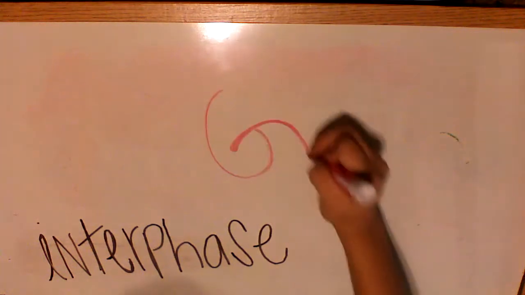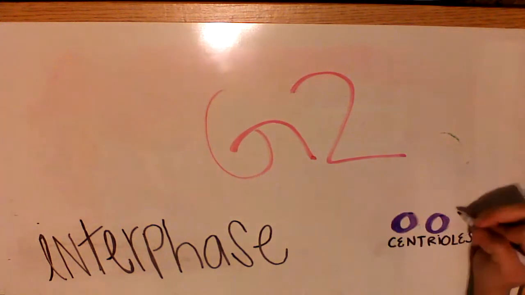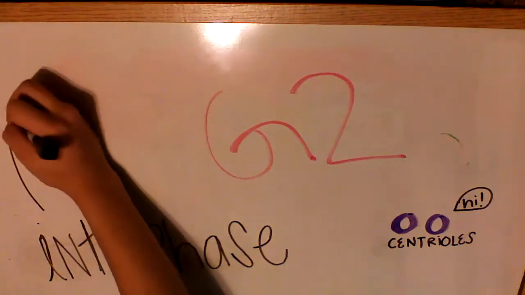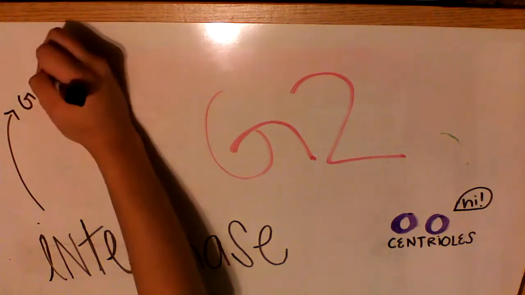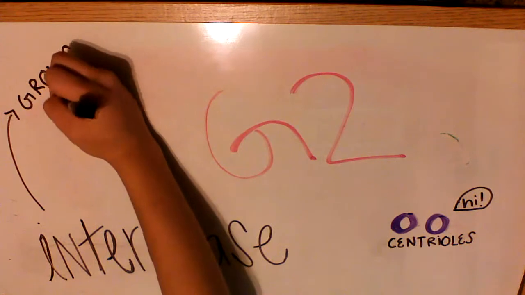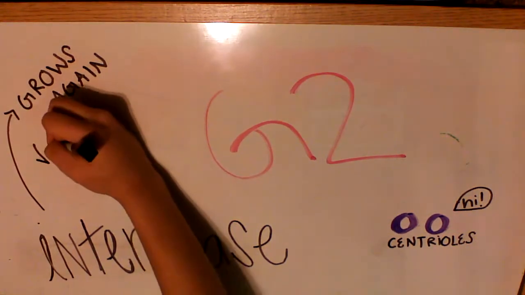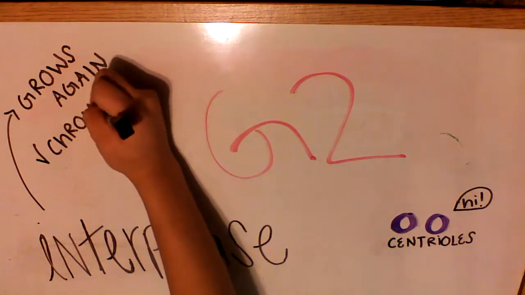The last checkpoint in interphase is G2. G2 is a second growth phase and fixes any errors that need to be repaired. This is the last step before entering into mitosis.